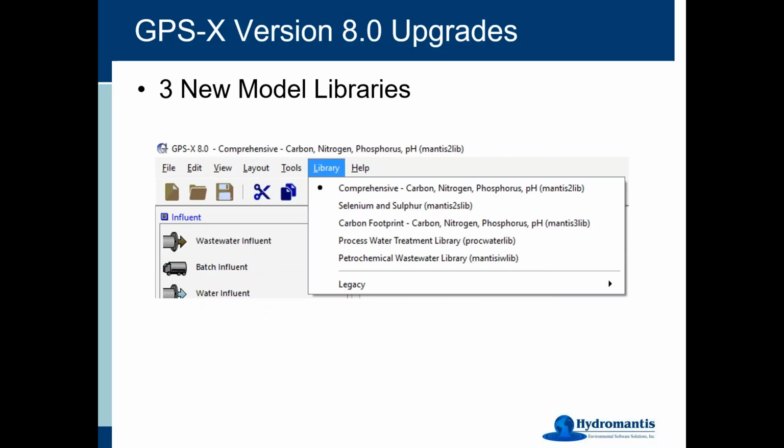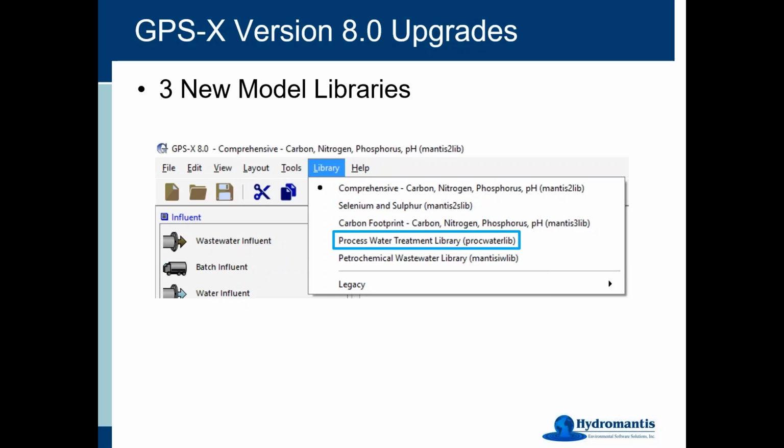So in addition to our regular libraries for our comprehensive model, Mantis 2, which is the one that most people use, and our carbon footprint library, which is the Mantis 3 model, we have a new library now called the sulfur and selenium library. So we're doing sulfur reduction and oxidation and selenium reduction, and we have new biomass types and other things going on in there.